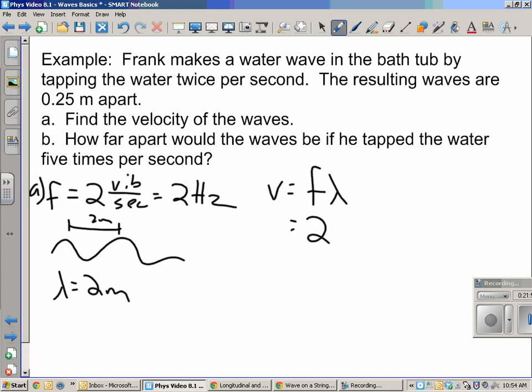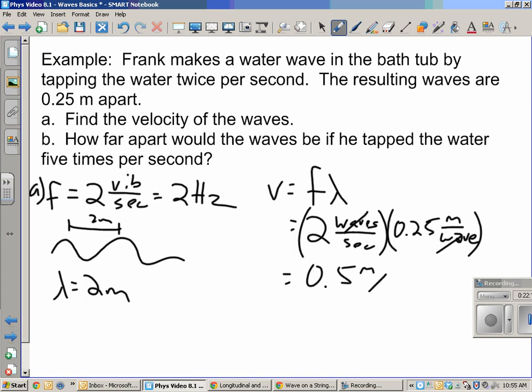So for part A, to find our velocity, it's frequency times wavelength. We've got 2 waves per second, and the wavelength is 0.25 meters per wave. Waves cancel out, and you get 0.5 meters per second. So that's part A.